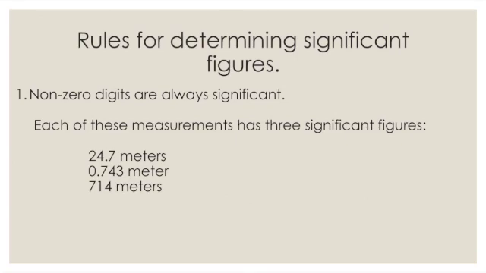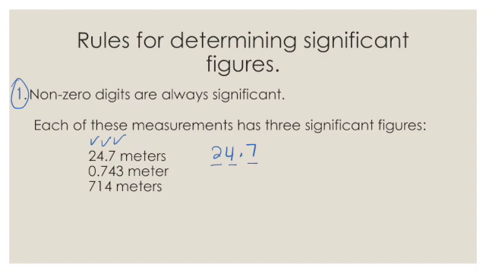So now let's talk about the rules for determining significant figures. Rule number 1 says any non-zero digit is always significant. Okay? So 24.7 has 1, 2, 3 significant digits. 2 of them are certain, the 2 and the 4. 1 of them is uncertain or estimated, the 7. But the total number of significant digits is 3.